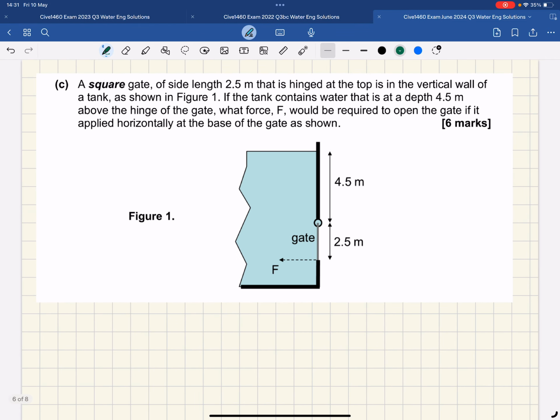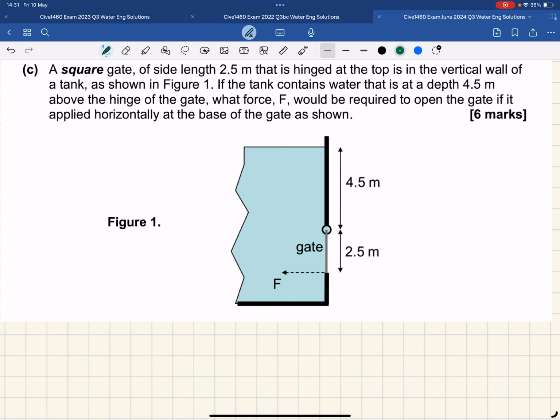Okay. Part C of this question is a fairly straightforward question, calculation of the force on a gate, and then calculation of the moment due to the force on the gate due to the water. But this has got a slight variation, because it's saying, well, how much force is required to open that gate? So let's just see what this actually is asking.